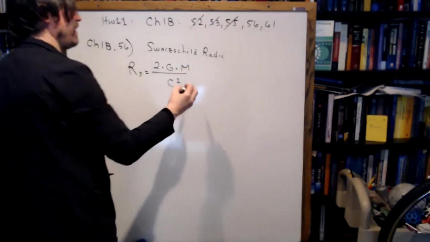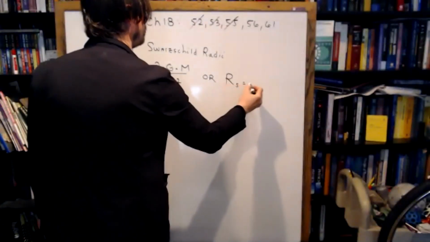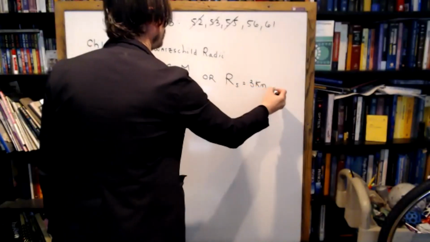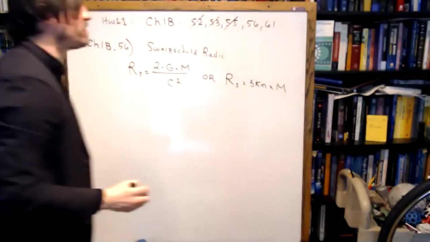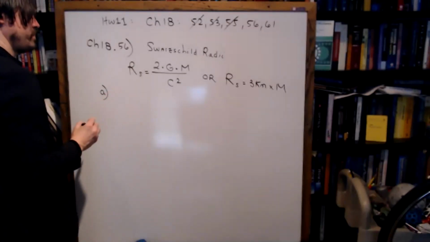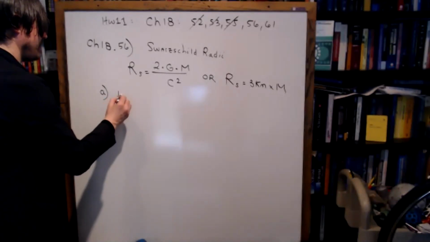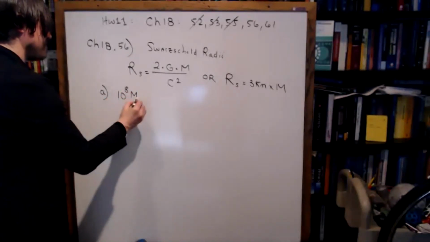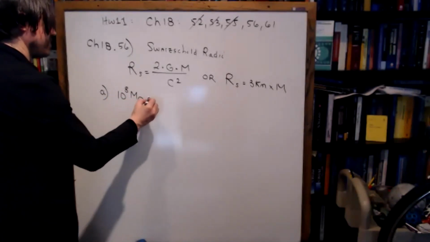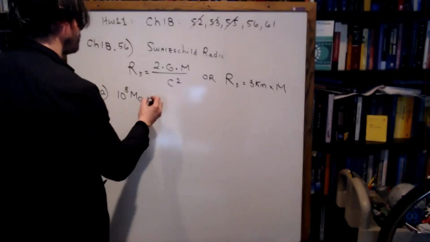2GM over c squared, or there's the shortcut, the kiddie edition: 3 km times the mass in solar units. And that's why, even though this is 4 parts, this is a wicked fast question. Okay, what's part A? 10 to the 8th solar masses. What's the object? Black hole in the center of a quasar. So that's a supermassive black hole.